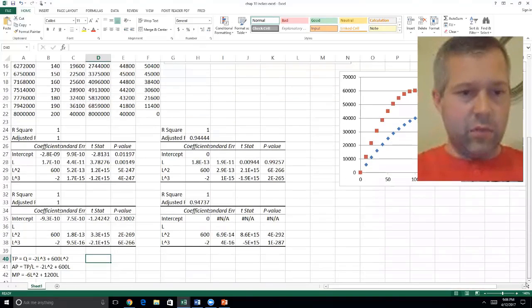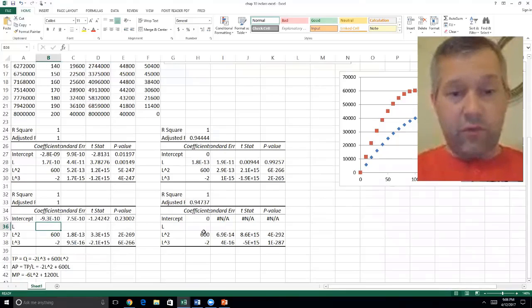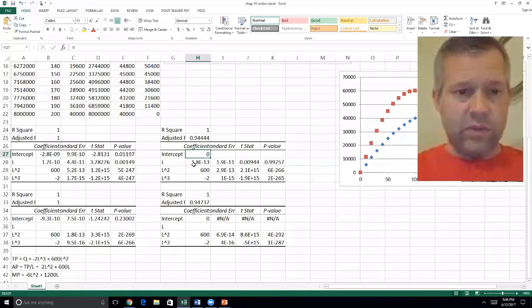So when I force the intercept to be 0, which is what I do in these two right-hand sets of equations, then again I get some results here with these coefficients 600 and -2. Pretty much all these runs that I have, the coefficients are 600 for L squared and -2 for L cubed.